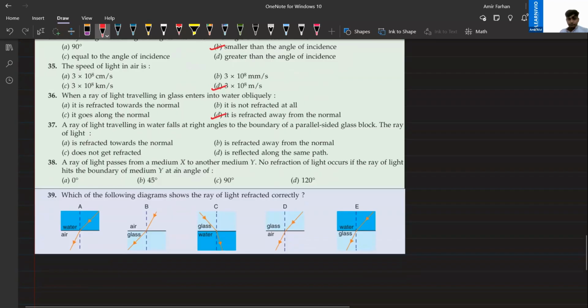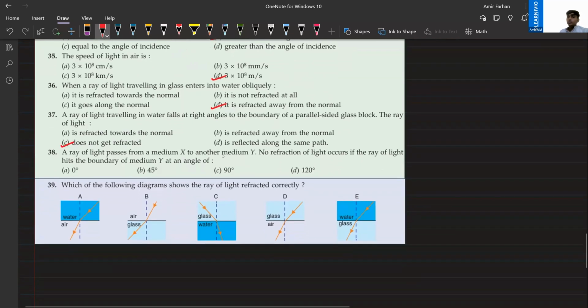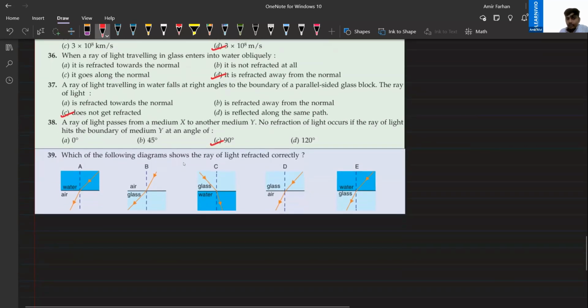Next is a ray of light that falls at 90 degrees, at right angles. The ray of light will not refract at all because the light ray is falling at 90 degrees. There will be no refraction. Next is light passing from medium X to Y. No refraction happens. That means the angle made by the light is 90 degrees at Y. Clear, everyone?